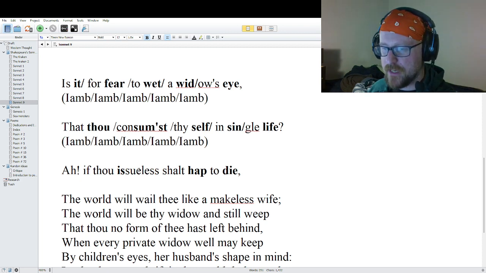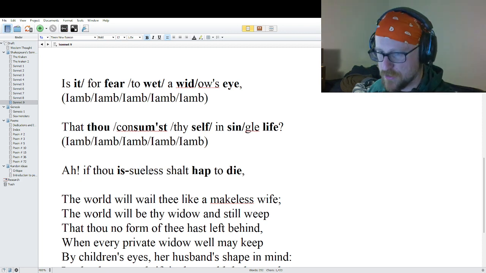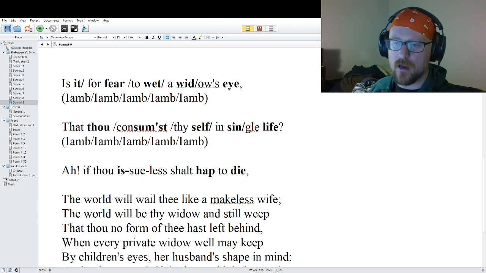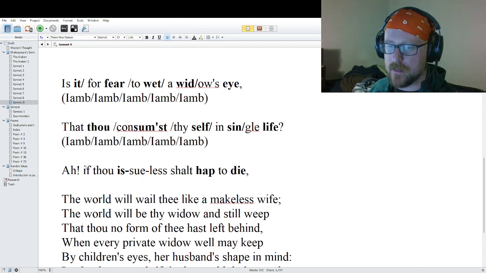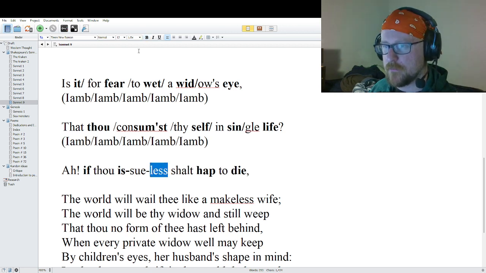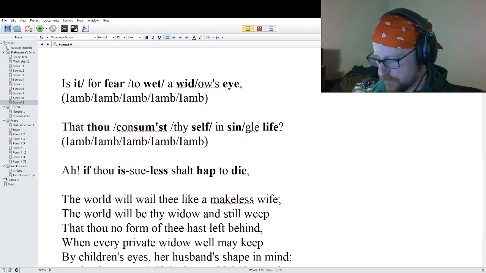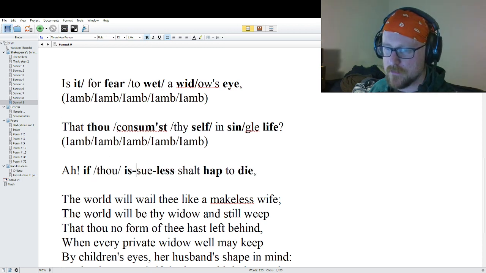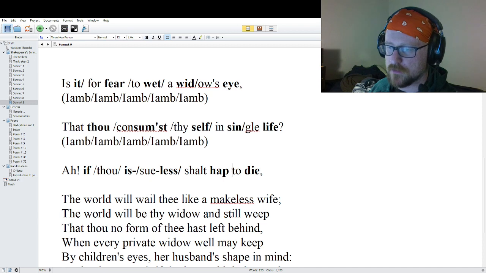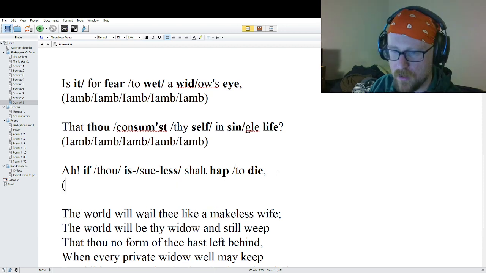Now we have to ask, do we have any promotions? Let me break this apart just so we can see this word a little bit better, right? All right, so we have light, light, light, so this middle one gets promoted, and then we have light, light, light, so this middle one gets promoted. And if you look at that, if you break it, cool. So if thou issueless shalt hap to die, right? So this is all iambic pentameter.